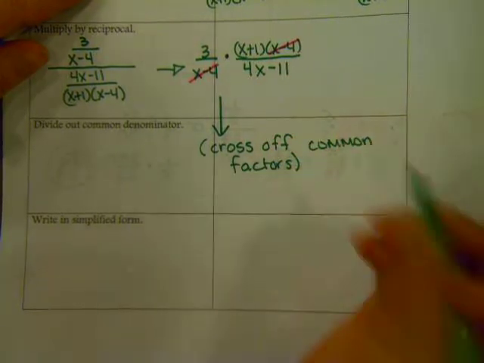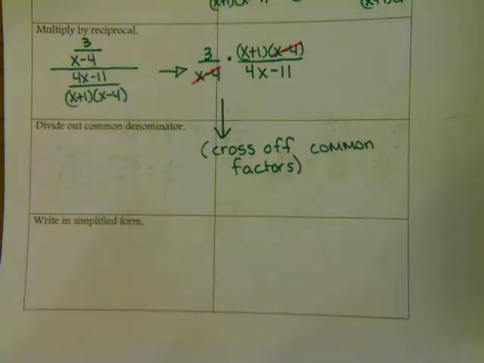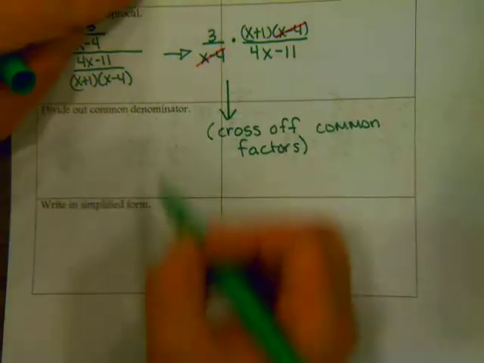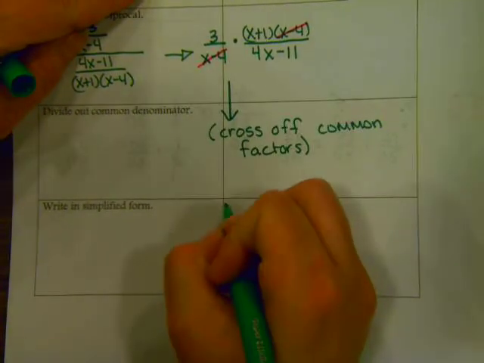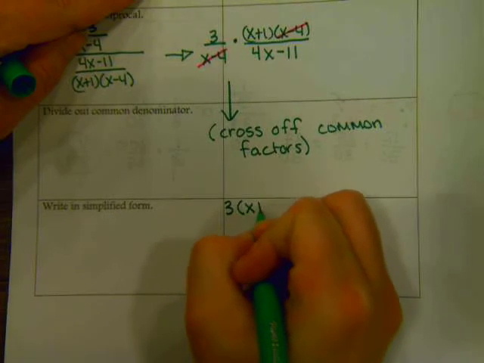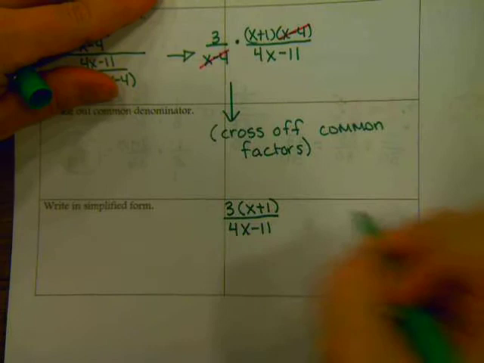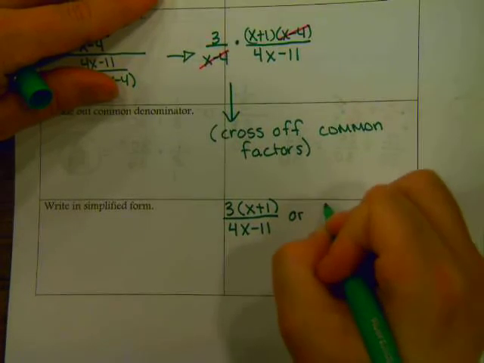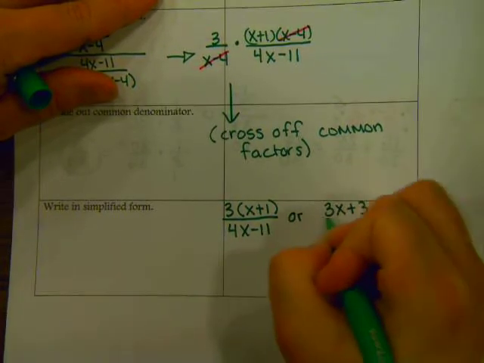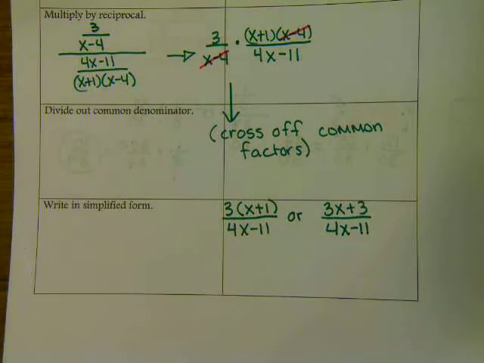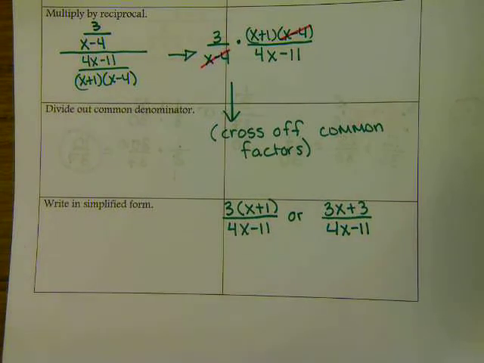So I'll just write that. If you want, you could use both boxes to rewrite it, but it's basically the same thing. And then finally, when we multiply straight across, just make sure you write the simplified form. You could leave it in factored form, so 3 times x plus 1 over 4x minus 11, or you can do the distributive property, 3x plus 3 over 4x minus 11. Both would be correct. So you can see it is a lot like doing the numbers, but you have to make sure you can add and subtract.